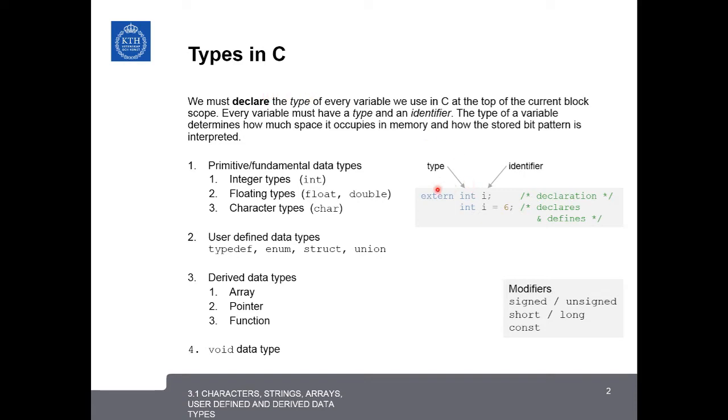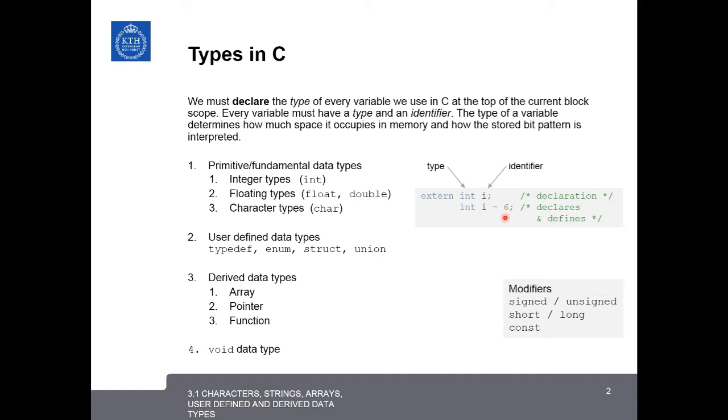First, the type is declared, the external integer, and an identifier is given, i. Here we have a declaration at the same time as a definition. We declare an integer i and we assign a value of 6 in the definition.